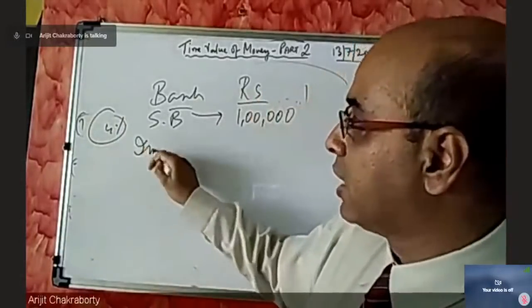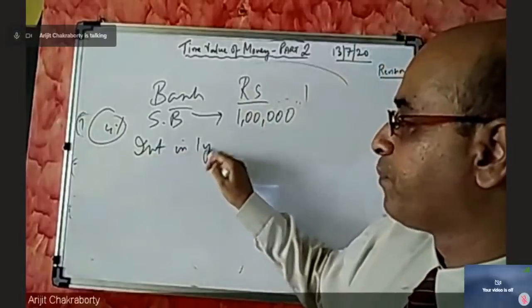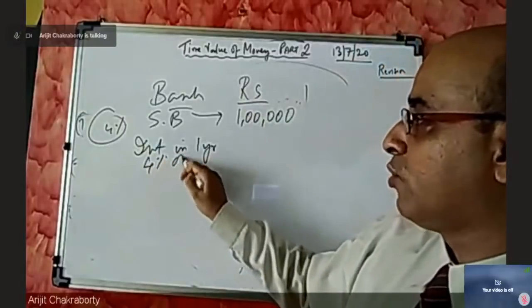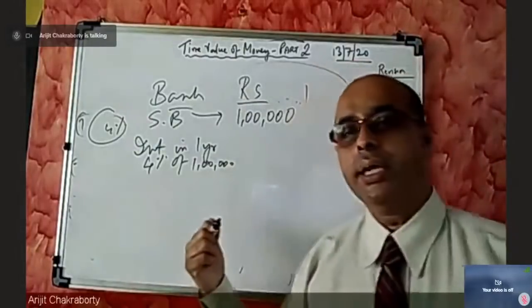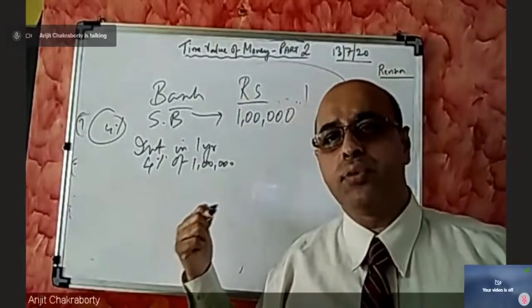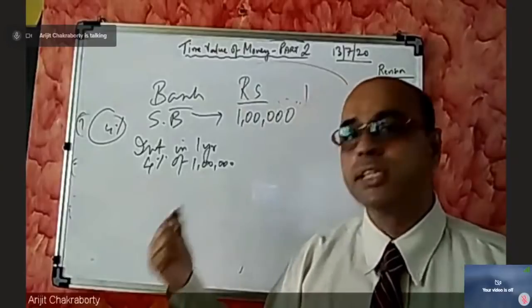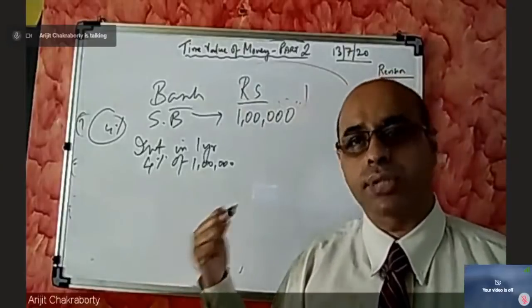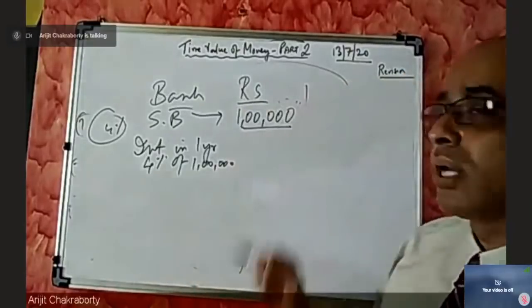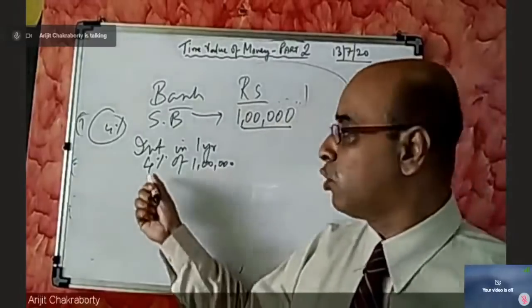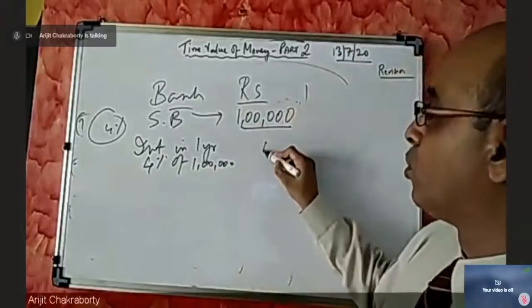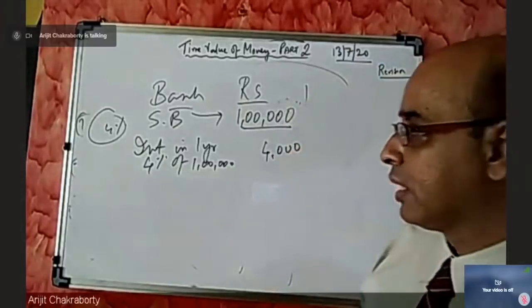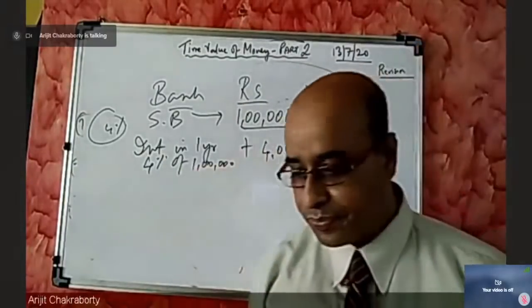The interest I earn in 1 year is 4% of 1 lakh. We have discussed the formula for simple interest: principal into interest rate into time. Here the principal is 1 lakh, interest rate is 4% and the time is 1 year. So I end up getting 4,000. This is added.